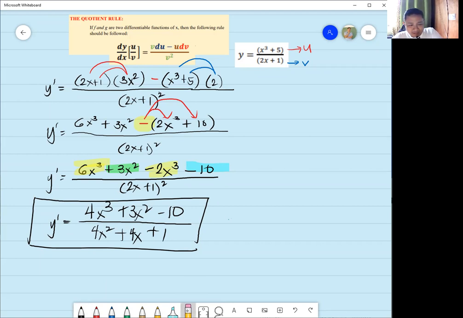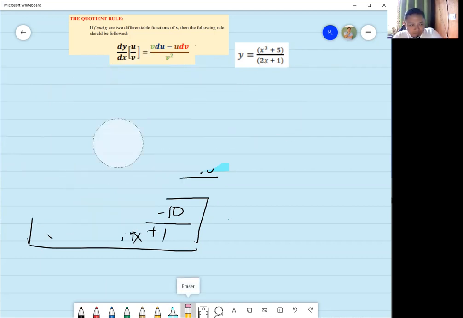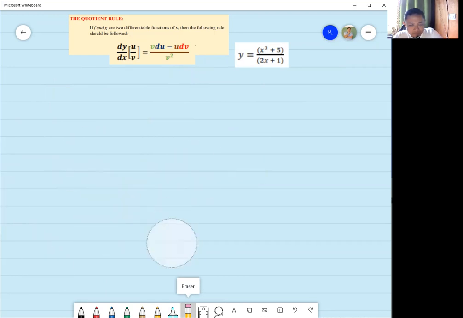Let me erase these things. Be ready. Okay. Remove this. And I will change it with this one. Find the derivative of this given.